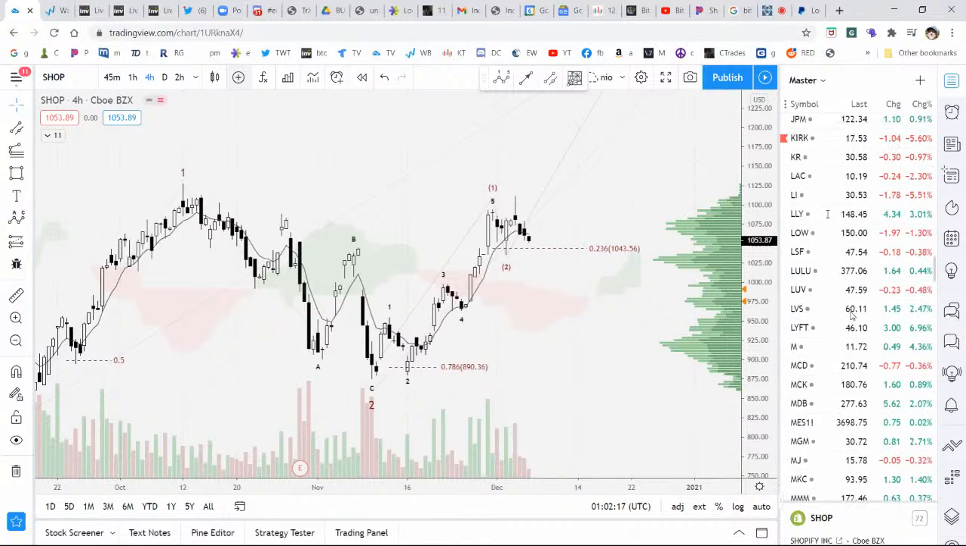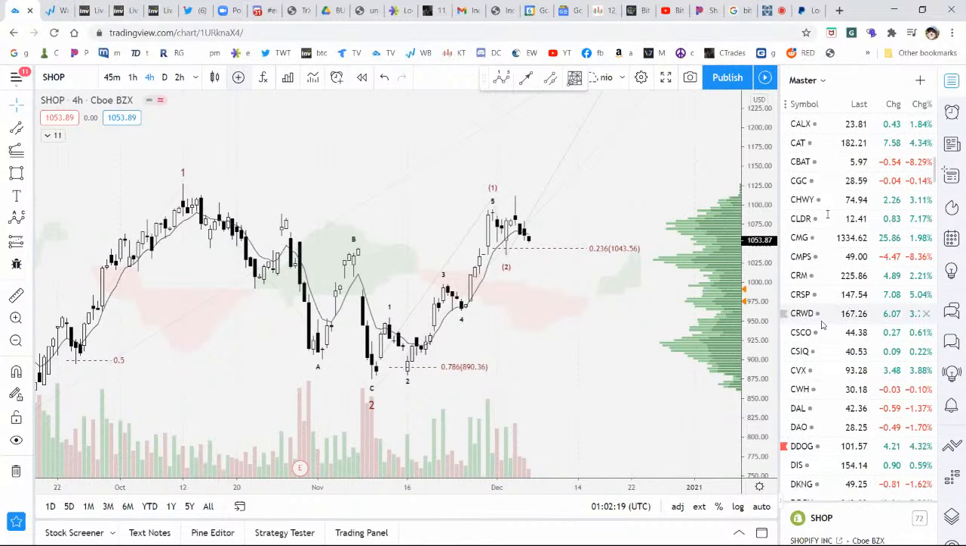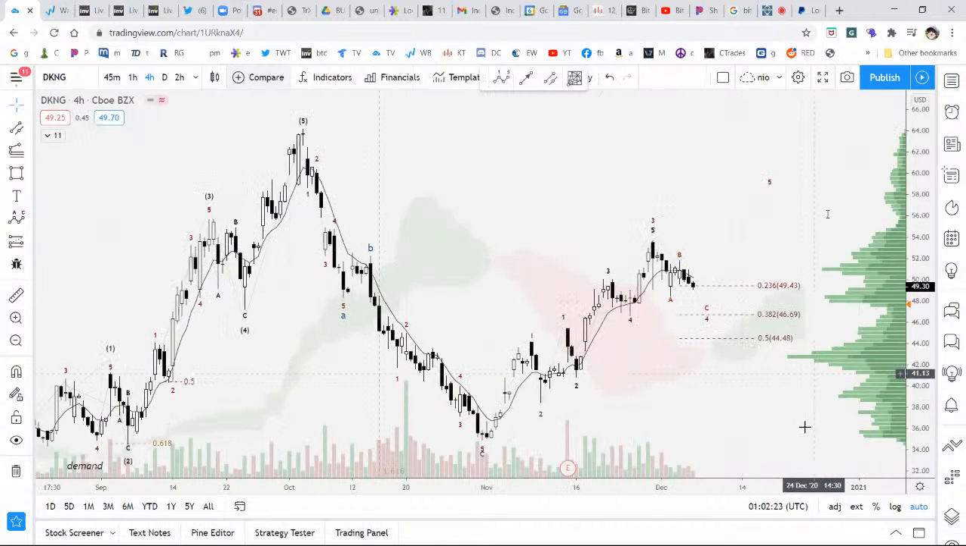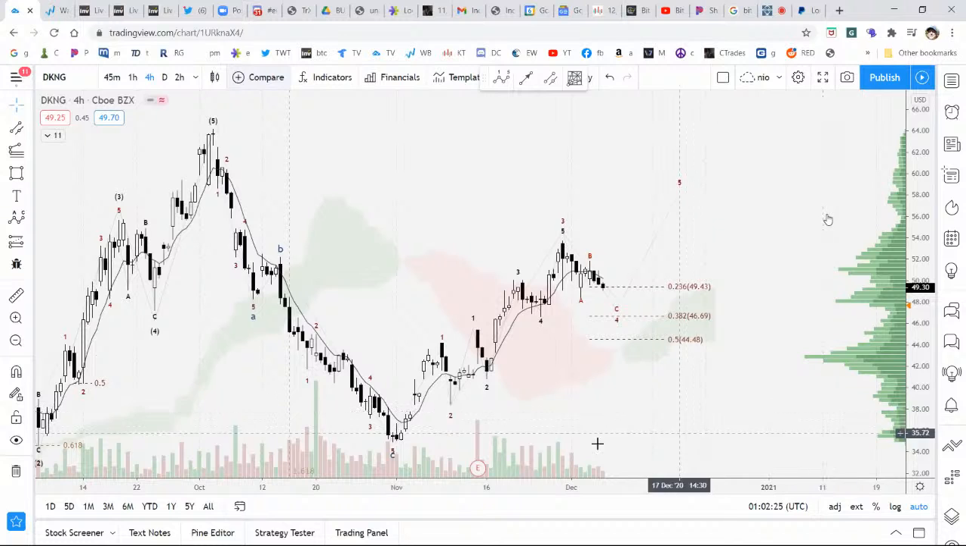Sure. I think I got a DKNG chart in here. Let's see. DKNG. Yeah, this has been a fun one. Looks like we have an impulsive move up. I have this as a wave 3. We have an AB. We're on wave C right now, and we're only at the 236. Sometimes it likes to bounce off the 236, but I wouldn't be surprised if we go a little bit lower here into the 382 for wave 4.